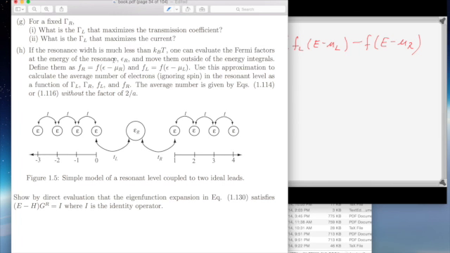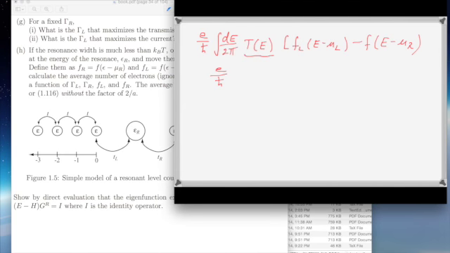So if it's very narrow, then you just approximate it as a delta function, and you end up with E over h bar times, if it's a delta function, I guess E over 2 pi h bar, with f of, you just replace E with the resonant energy. If it's a very narrow resonance compared to kT.